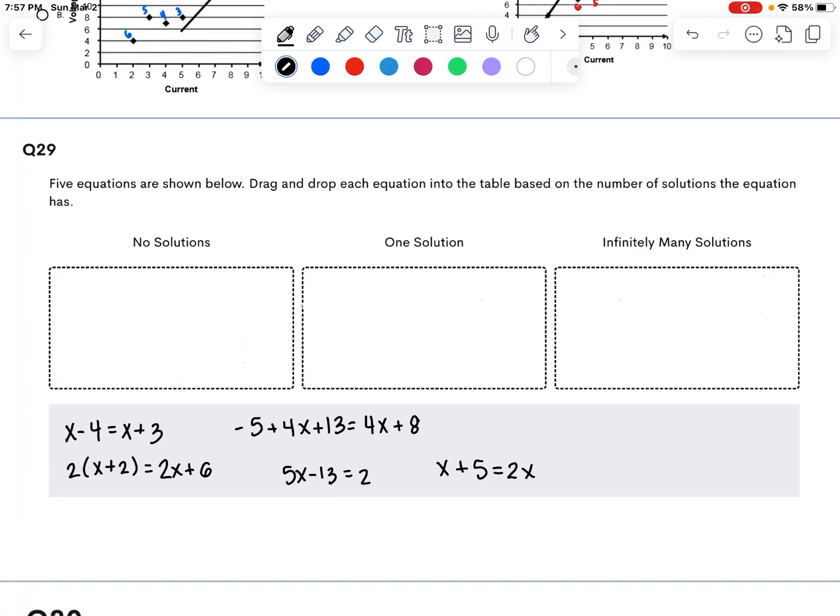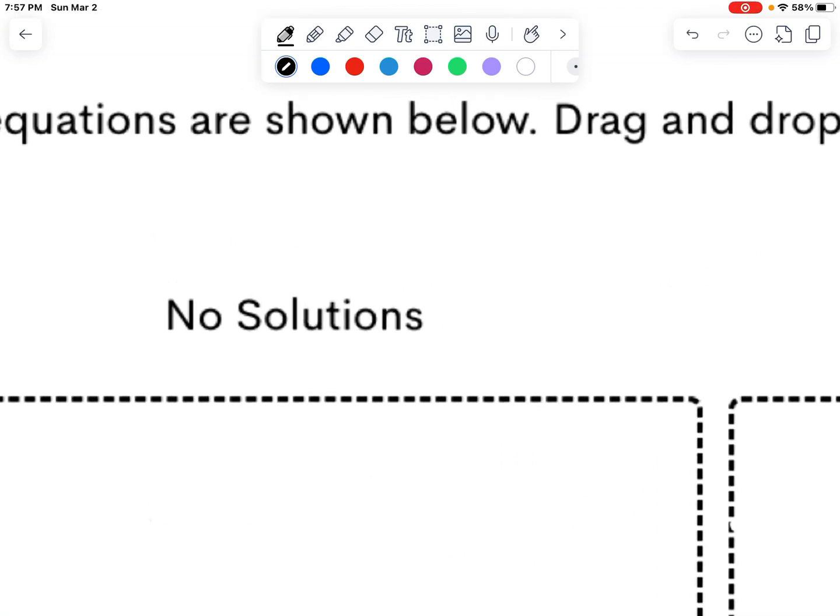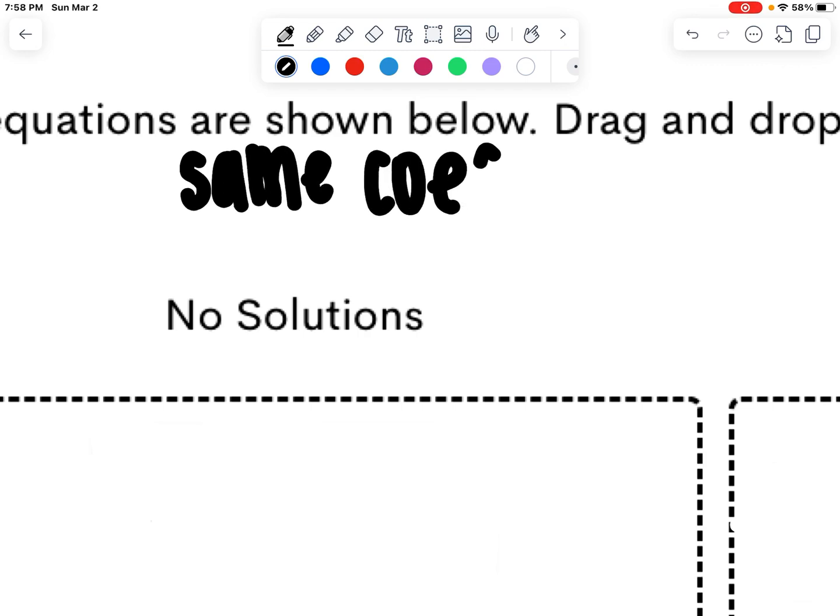Question number 29 is asking us about equation types. We would need to drag and drop these different equations into each box based on the number of solutions. So remember, no solution, we have the same coefficient and we have different constant.